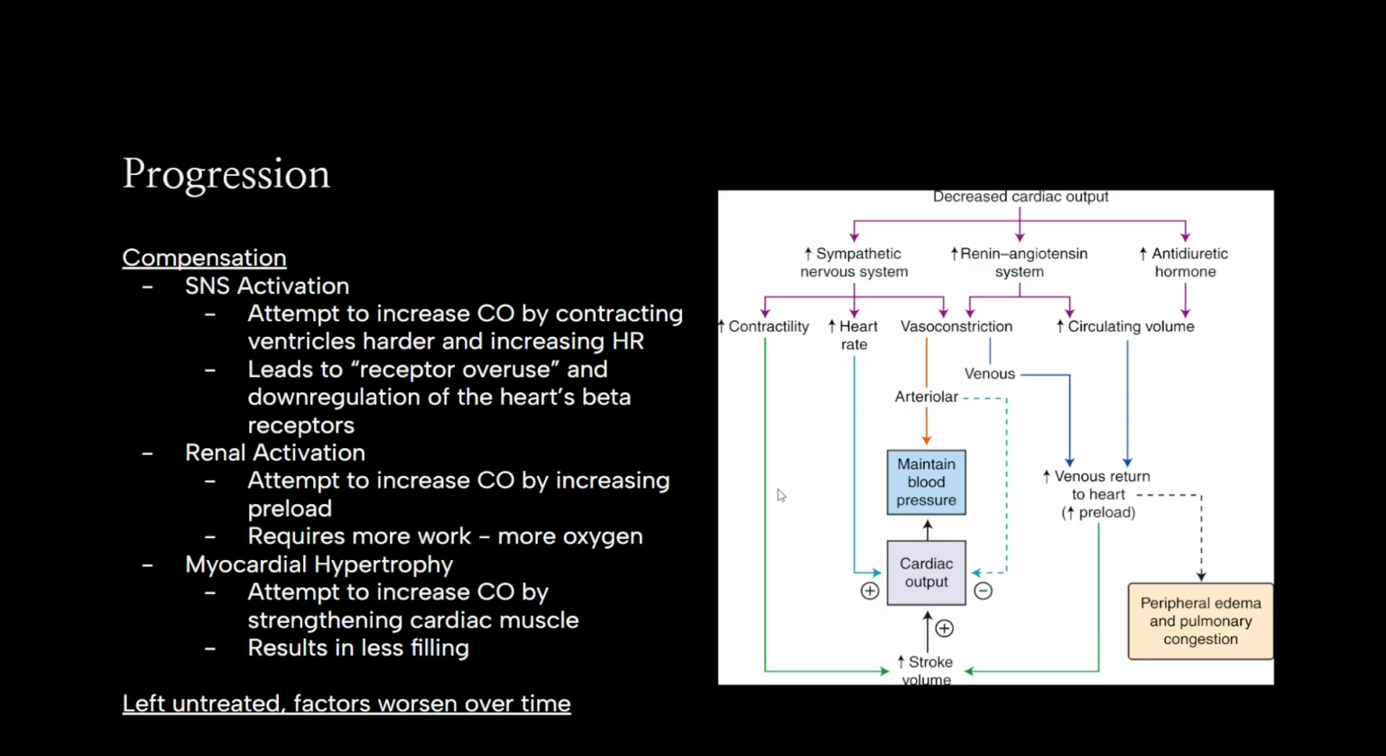And all of these things won't be a permanent change to increase cardiac output. Left untreated, they will get worse over time. So the progression is, I wouldn't say linear, but it's hard to go a step back, especially when some of these things occur, like structural changes to the heart. Renal activation is a little more modifiable, as is sympathetic nervous system activation. But once there are actual structural changes to the heart, it's really difficult to go back from that.